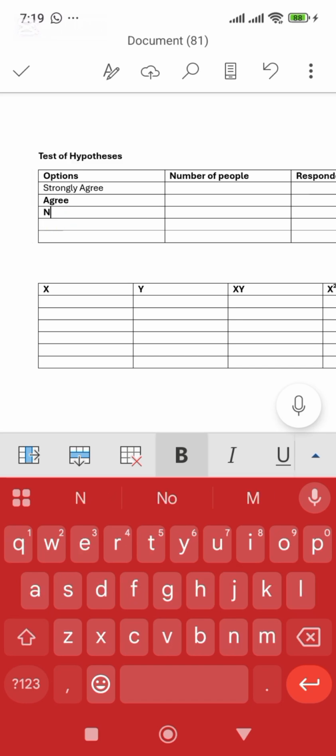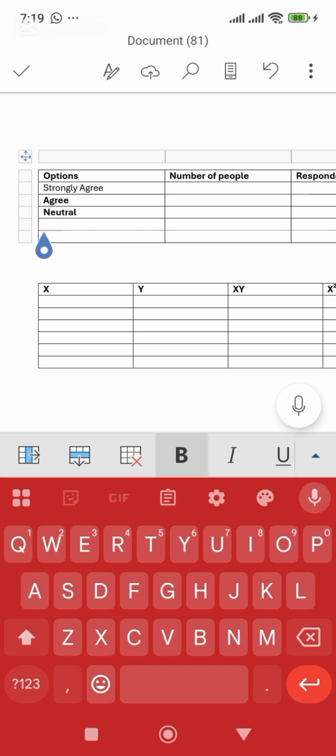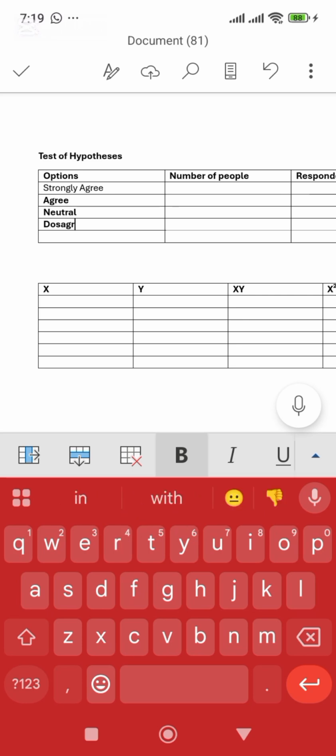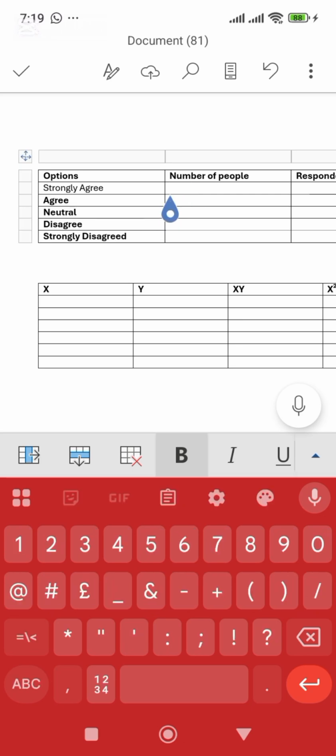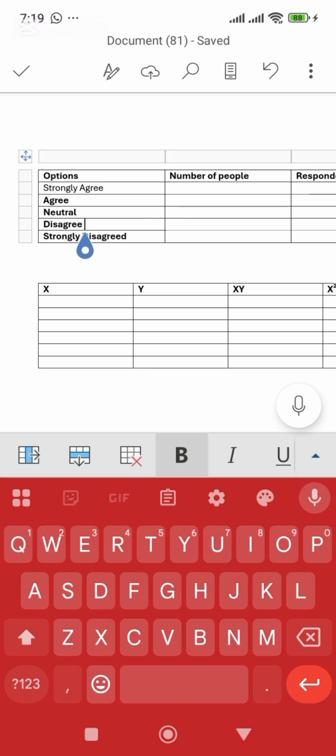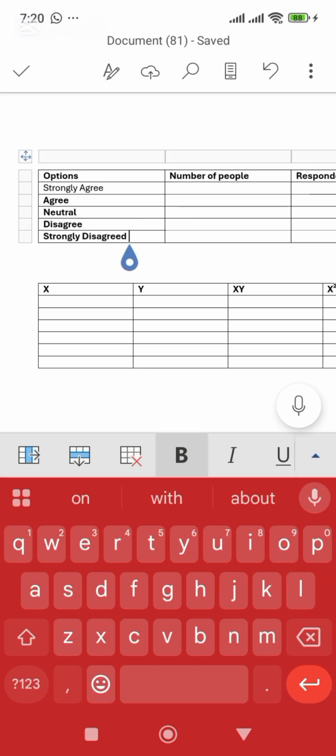So you can say I'm writing there strongly agree, agree, neutral, disagree, and strongly disagree, right? You can also go the other way around: strongly disagree, disagree, neutral, agree, and strongly agree. I did not say it has to start from strongly agree, but if you reverse it, keep the right order too. Then the number of people, let me just form it.